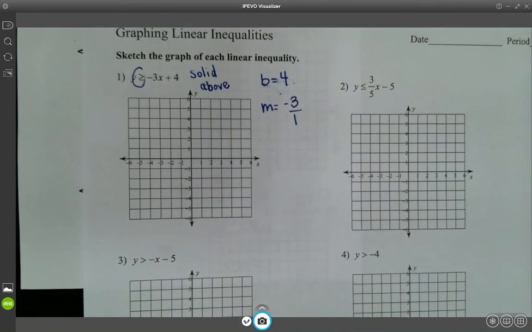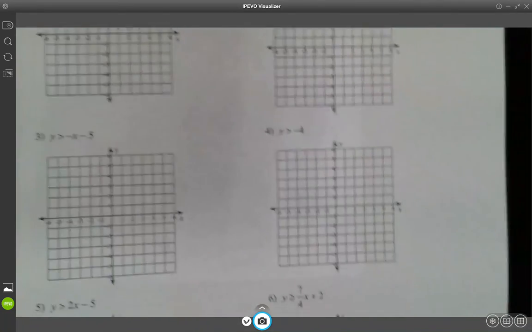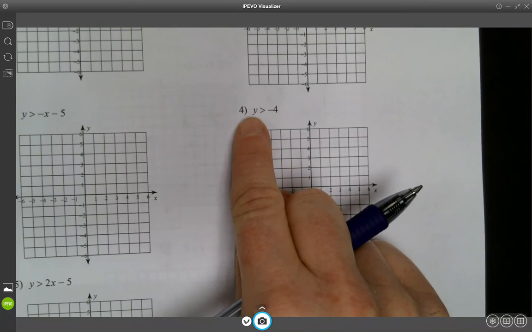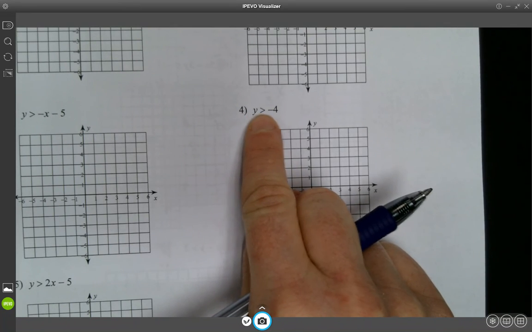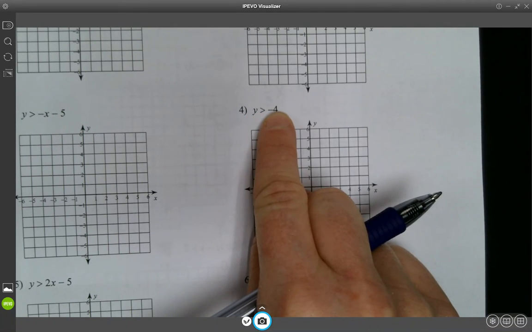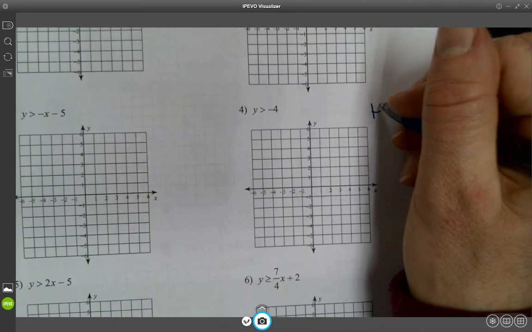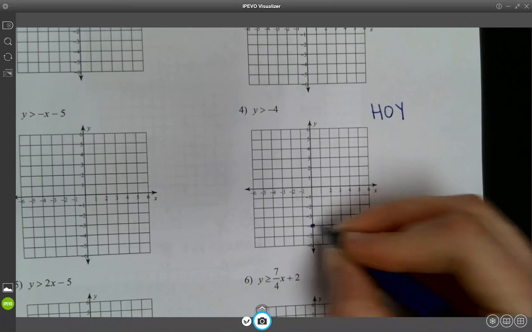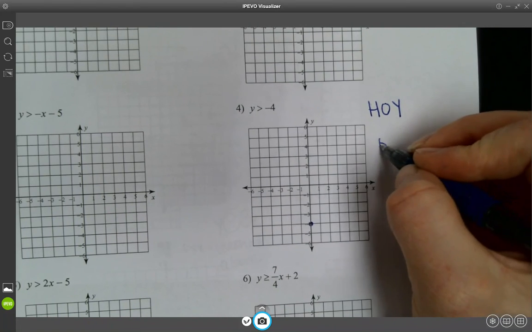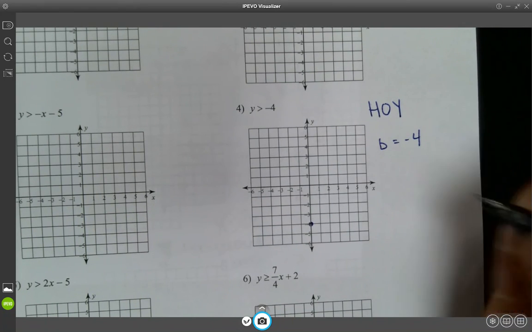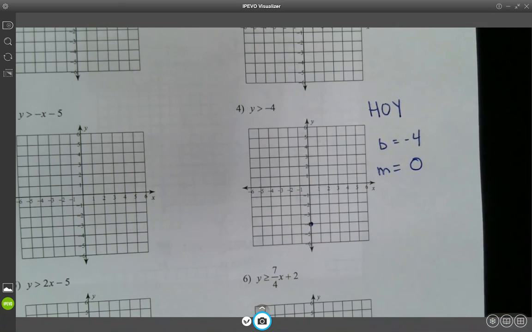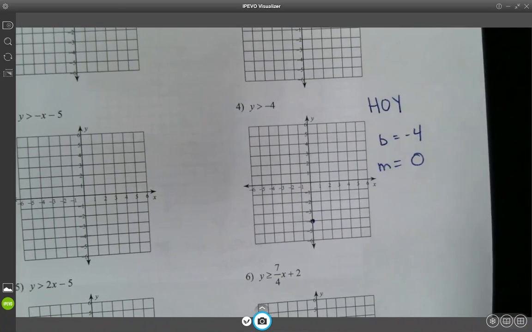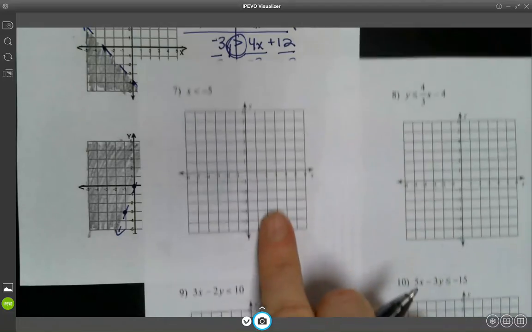You can look back at that blue foldable that we did. Look at number 4. This is just y is greater than negative 4. Is this Hoy or Vux? Hoy. So it's going to be a horizontal line at negative 4. Okay? Your y-intercept is negative 4. Your slope is 0.